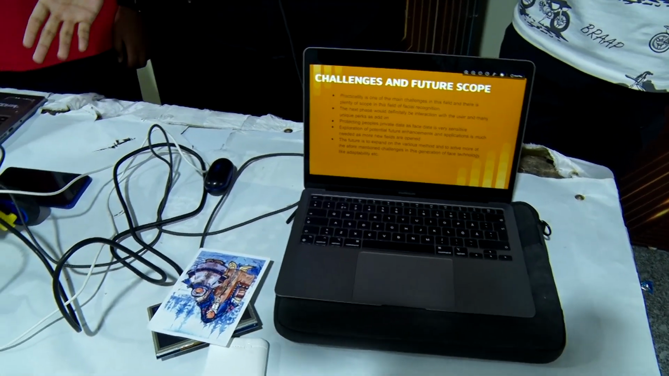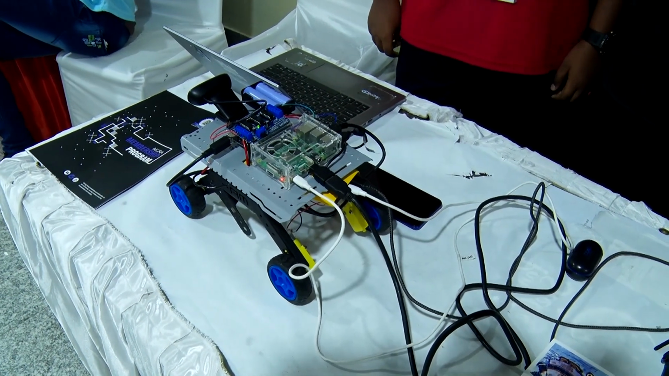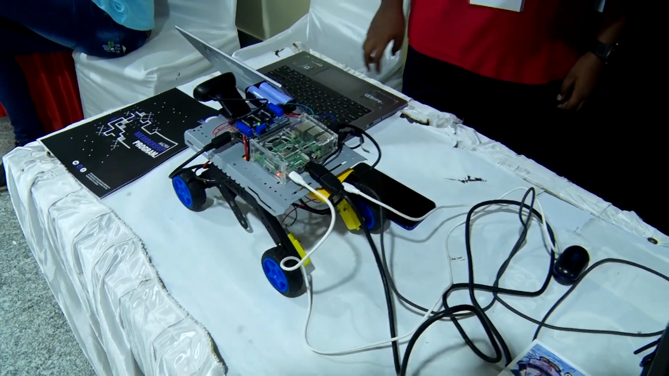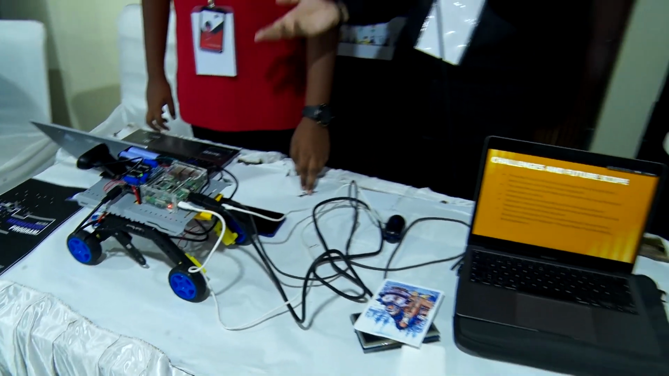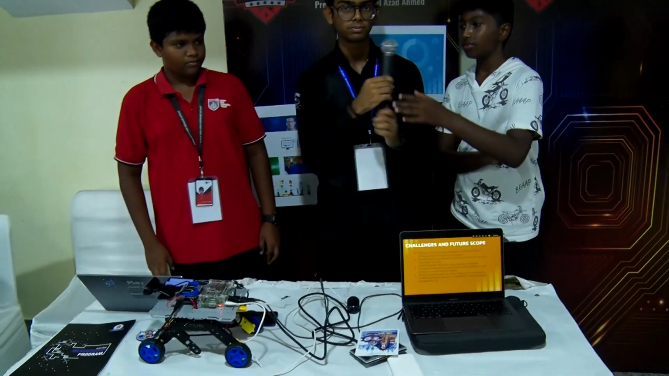We have made it mobile because it can monitor events like this very event. It can go around the whole stadium, identify who are the students, who are the participants, and who are unauthorized entries, and it will tell you with the help of a buzzer or etc. So here my friends Tamil and Gautam will explain the technical side of the robot.